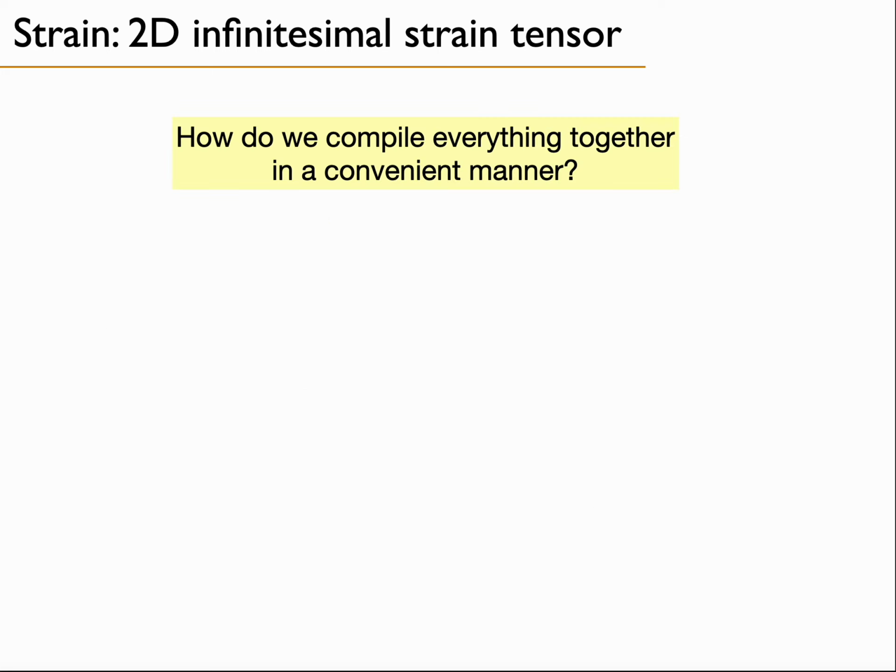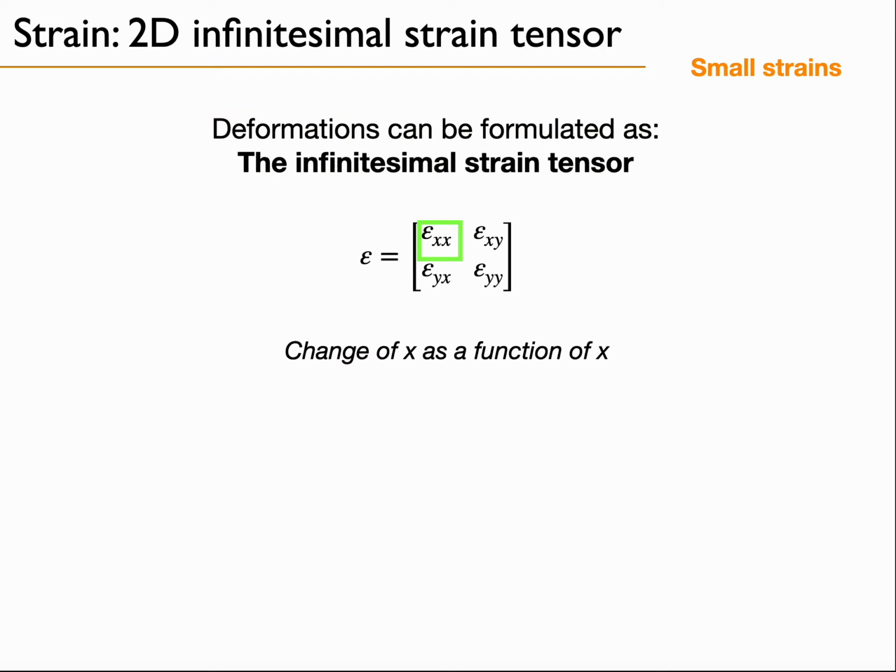So we have different modes of deformation, and how do we compile everything together in a convenient manner? We've seen normal strains, we've seen shear strains, and we need to get everything together. For this, we will use an object which is called the infinitesimal strain tensor. So we are still in the small strain approximation. And this will look like this. It can be expressed as a matrix, but it has the property of a tensor.